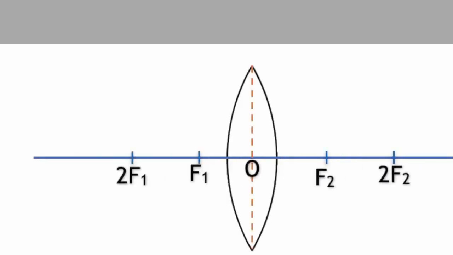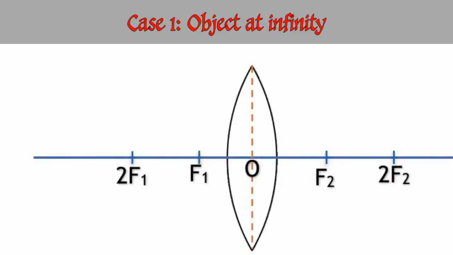Okay, we can consider the first case, when we consider an object at infinity. From an infinitely distant object, all the light rays we have to consider as parallel. That means a parallel beam of light rays. In order to obtain an image, a minimum of 2 light rays is enough. So we have to consider two light rays from that infinitely distant object, parallel to the principal axis.